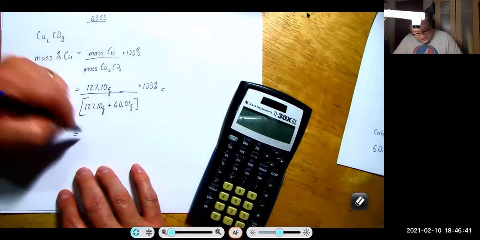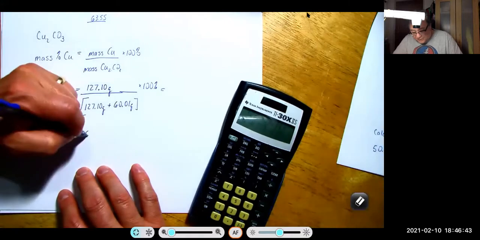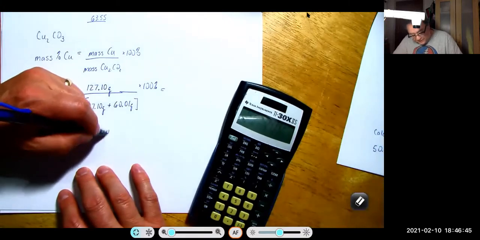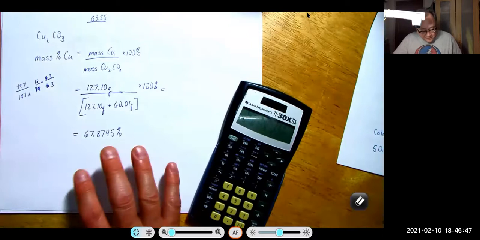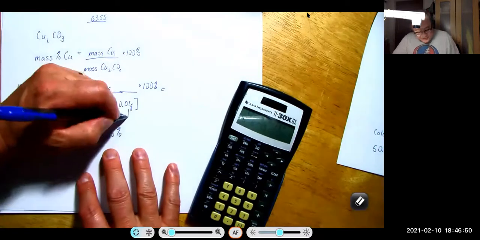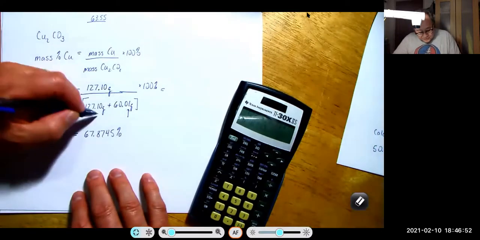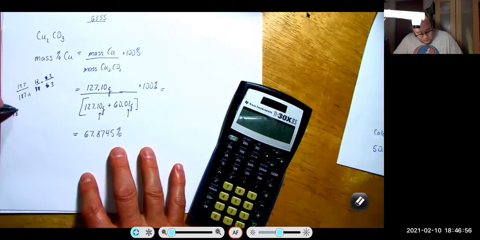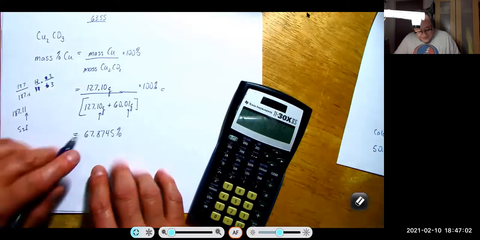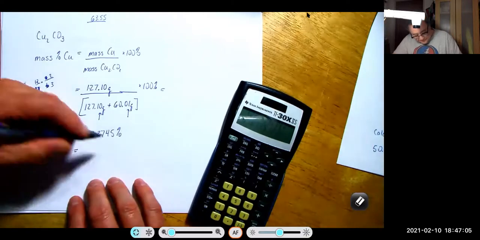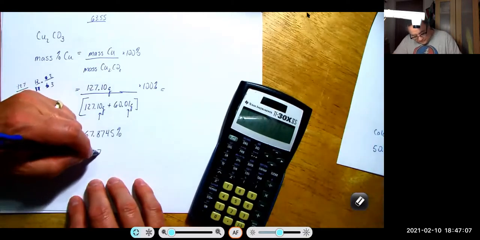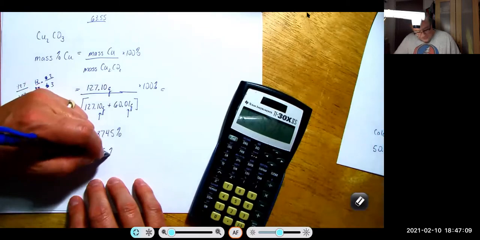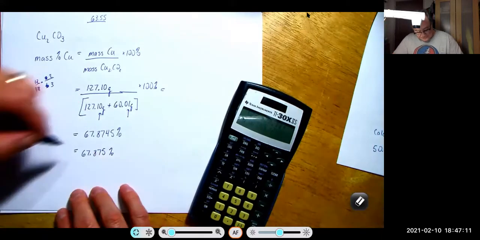And my calculator spits out 67.8745%. And let's talk about significant figures here. This is good to the 100th. This is good to the 100th. So when you add those together and you get 187.11, that's good to the 100th. So that's 5 sig figs. This is 5 sig figs. So we actually get 5 sig figs here. So that would be your answer when we round it off.